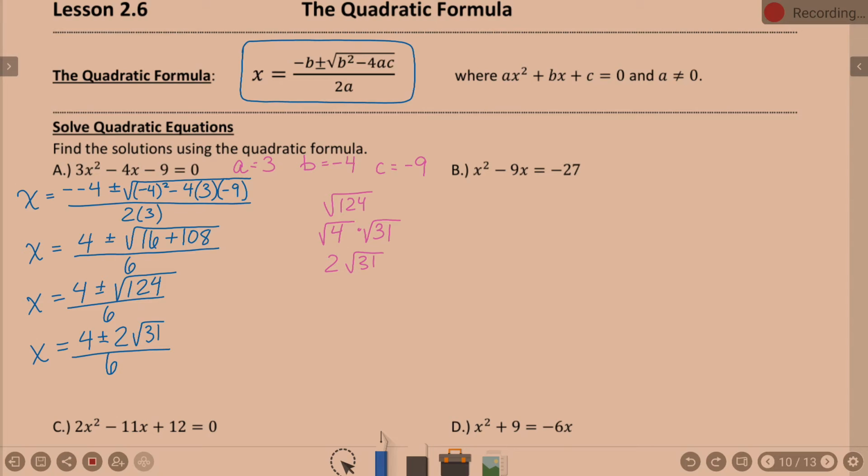There's 3 terms: the 4, the 2 square root of 31, and the 6. The number outside the square root of 31 is what matters. Everything divides by 2. So 4 divided by 2 is 2, plus or minus 2 square root of 31 divided by 2, just square root of 31, and 6 divided by 2, 3. Savas should like that as an answer. I like that as an answer.